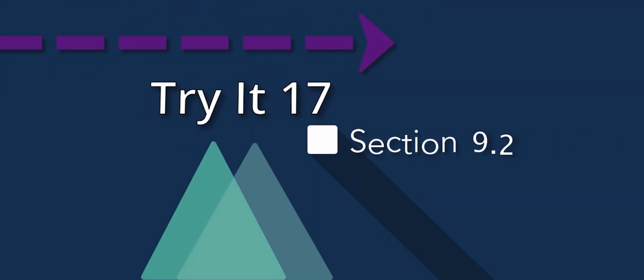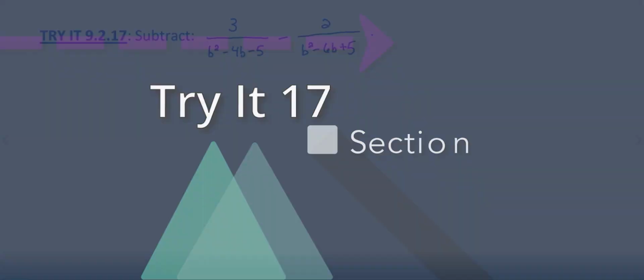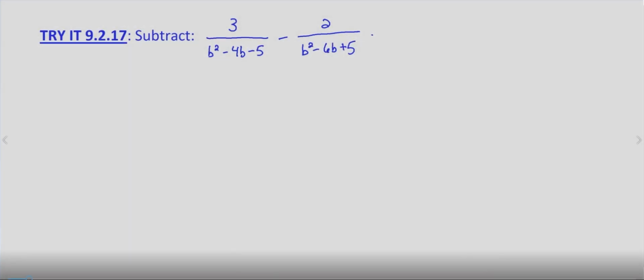So now we're looking at another subtraction problem. The difference is that both denominators are going to be missing something from the LCD, the least common denominator, in this instance. The first step, we will look at factoring the denominators to find the least common denominator.